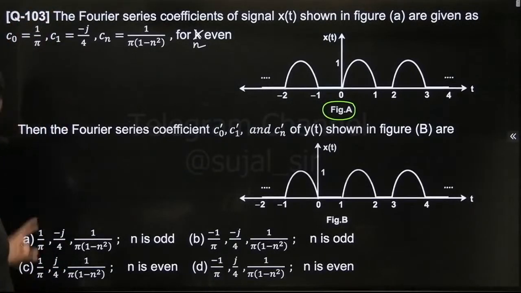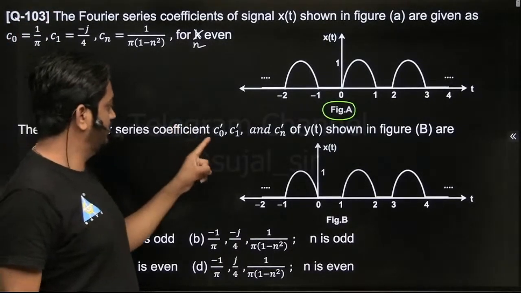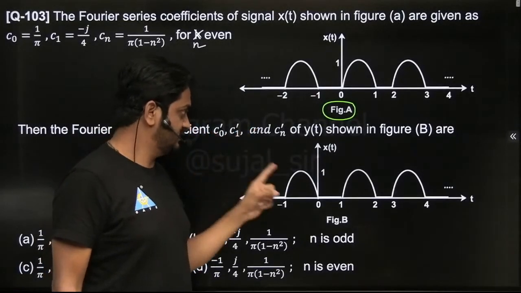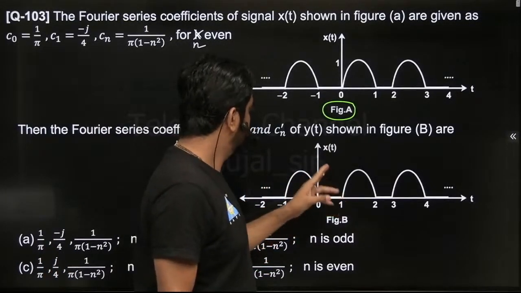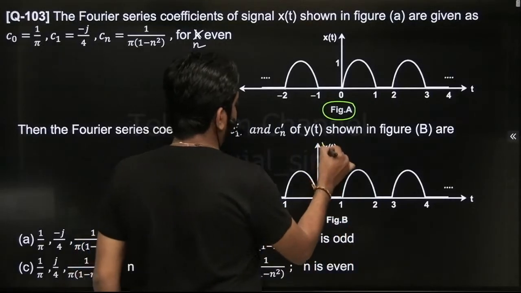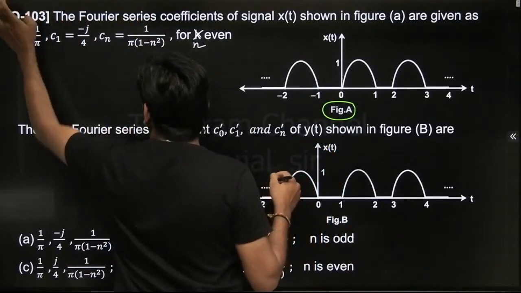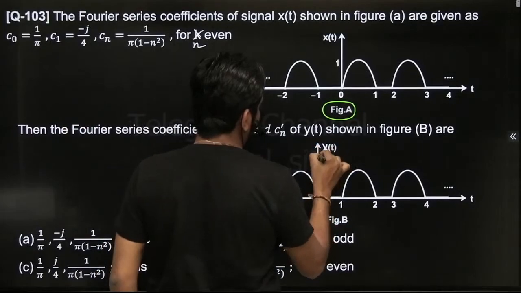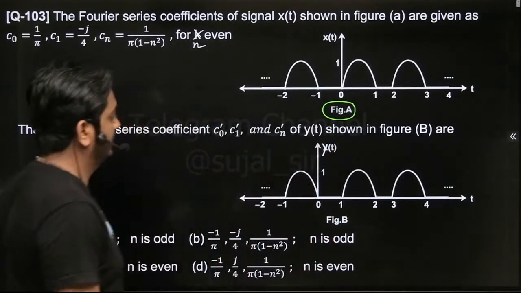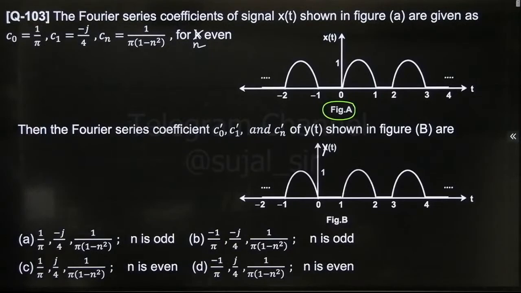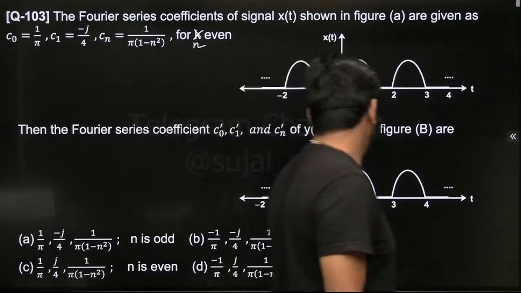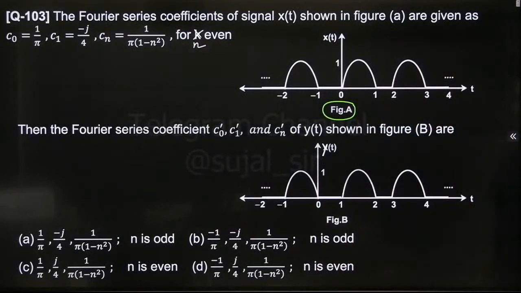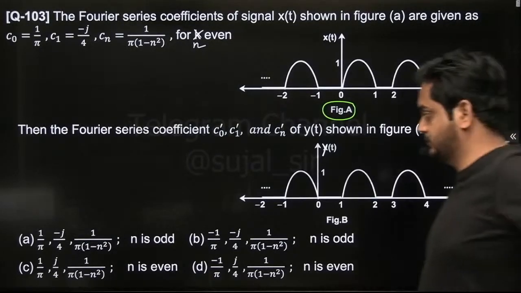Next, the Fourier series coefficients C0 dash, C1 dash and Cn dash for y of t are shown in figure B. This is y of t, guys. Correct, not x of t. This is y of t, shown in figure B. Okay, this is also a very much interesting and very much easy question, guys. Tell me which option should be the correct answer.